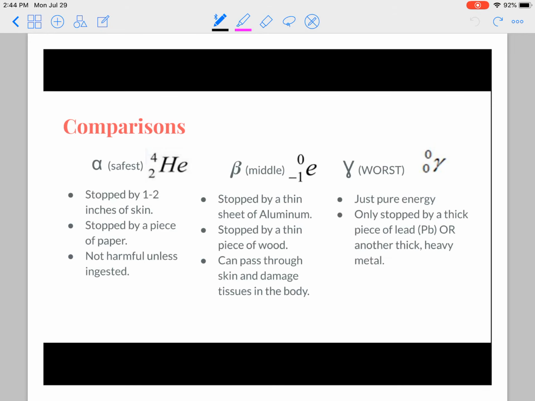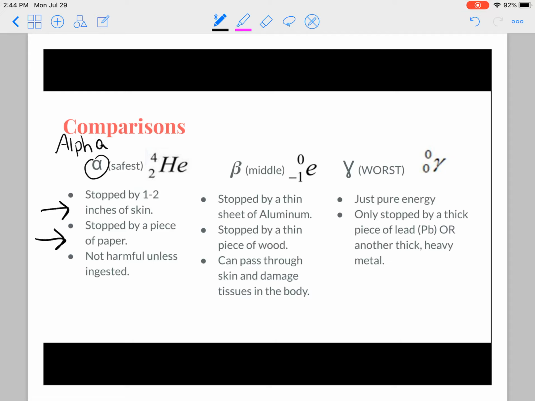Okay, so let's review our types of radiation and the different things that can stop them. So our first one here is alpha radiation. Now, alpha radiation is our weakest type of radiation, and it can be stopped by the layer of our skin or just a thin piece of paper. Now, this type of radiation is not harmful unless it's actually ingested.